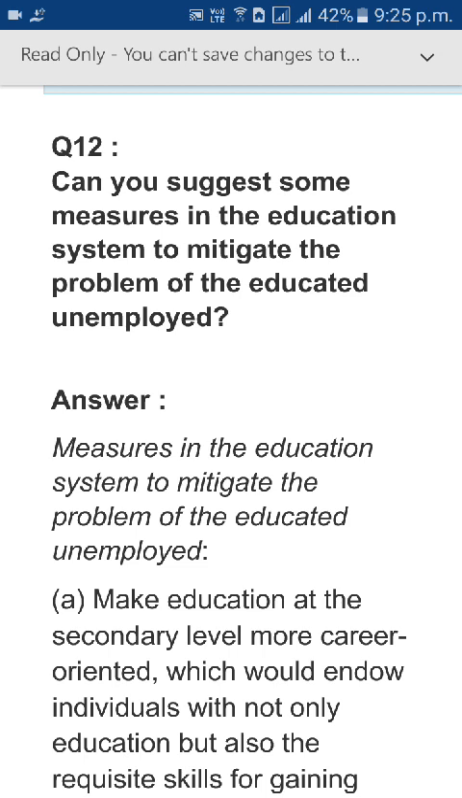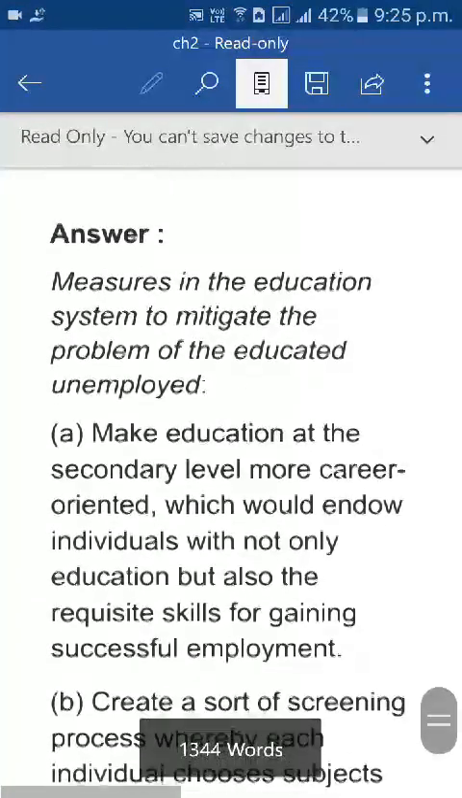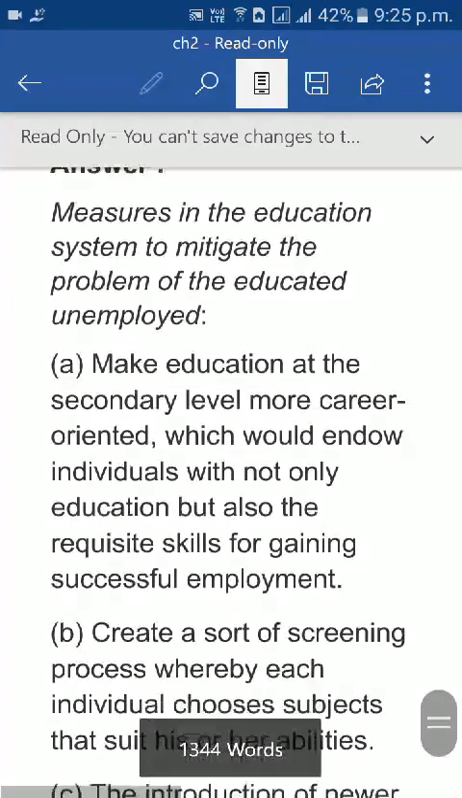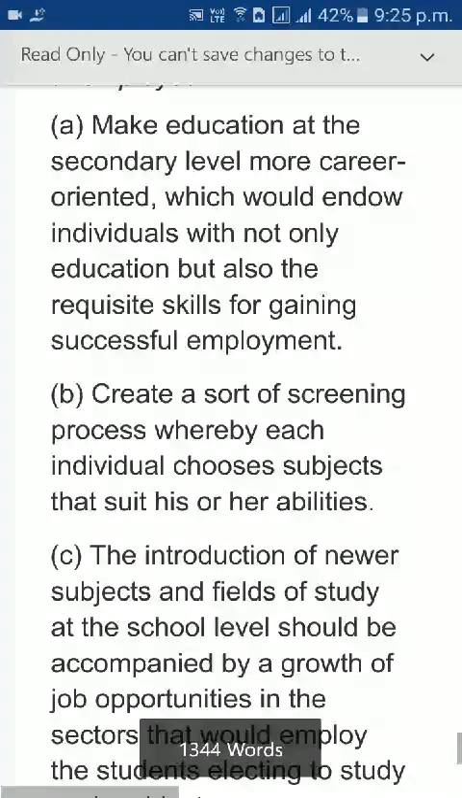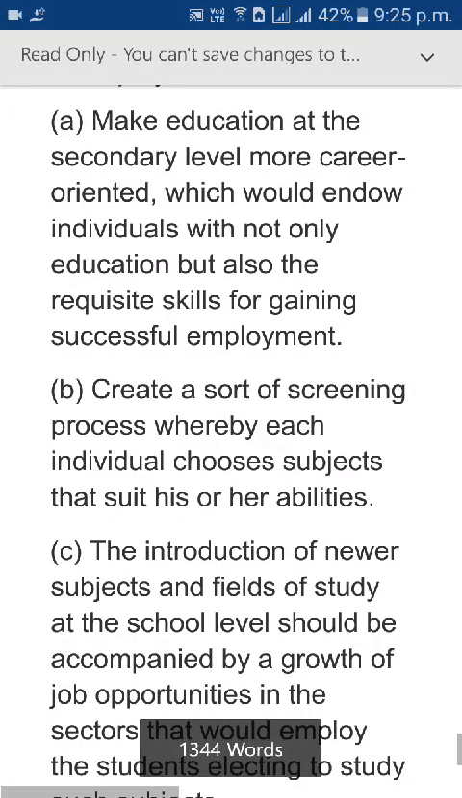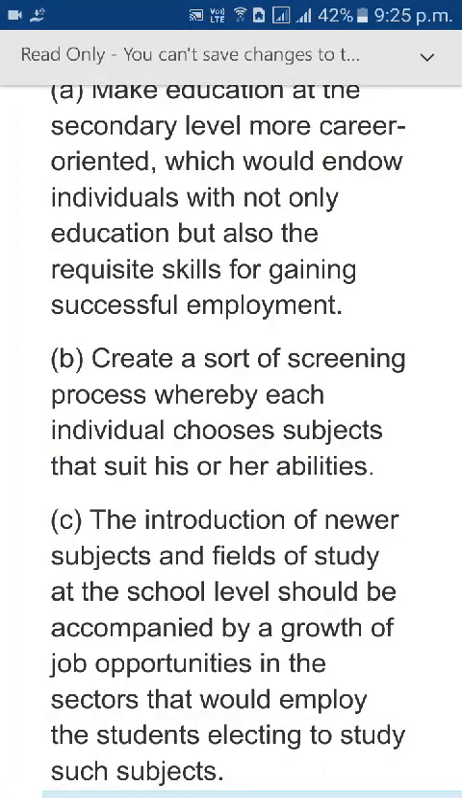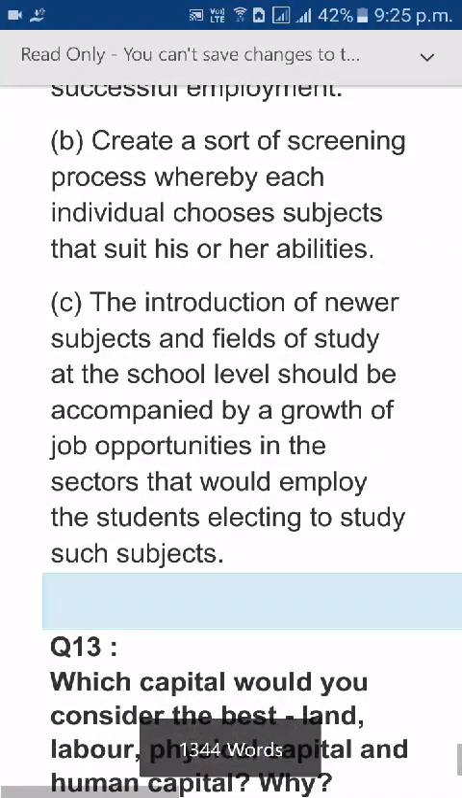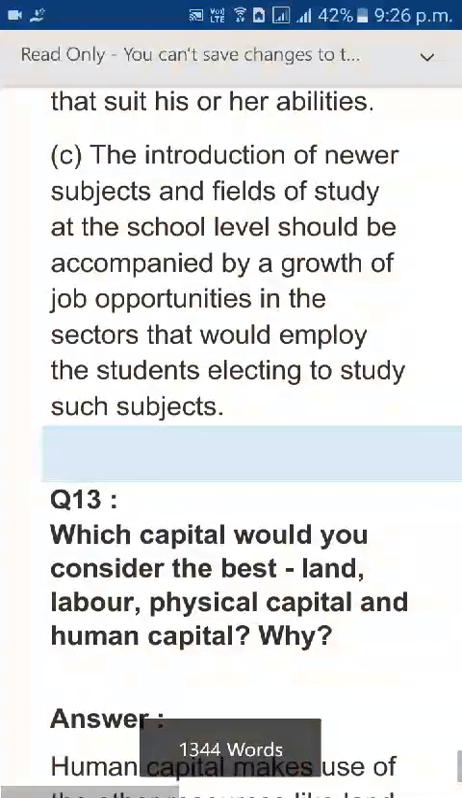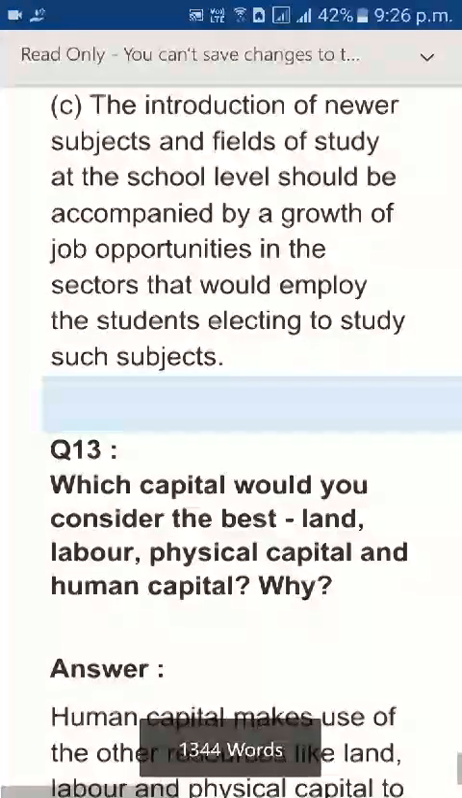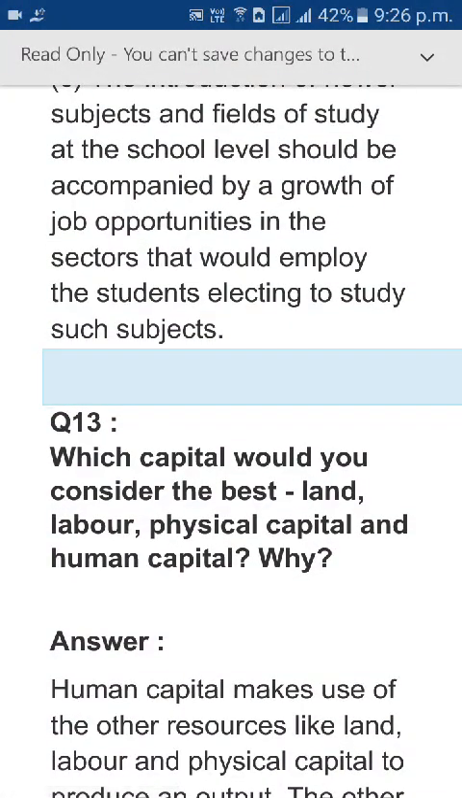12th question: can you suggest some measures in the educational system to mitigate the problems of the educated unemployed? Answer: measures in the education system to mitigate the problems of the educated unemployed. First, make education at the secondary level more career oriented, which would endow individuals with not only education but also the requisite skills for gaining successful employment. Second, create a sort of screening process whereby each individual chooses subjects that suit his or her abilities. Third, the introduction of newer subjects and fields of study at the school level should be accompanied by a growth of job opportunities in the sectors that would employ the students electing to study such subjects.